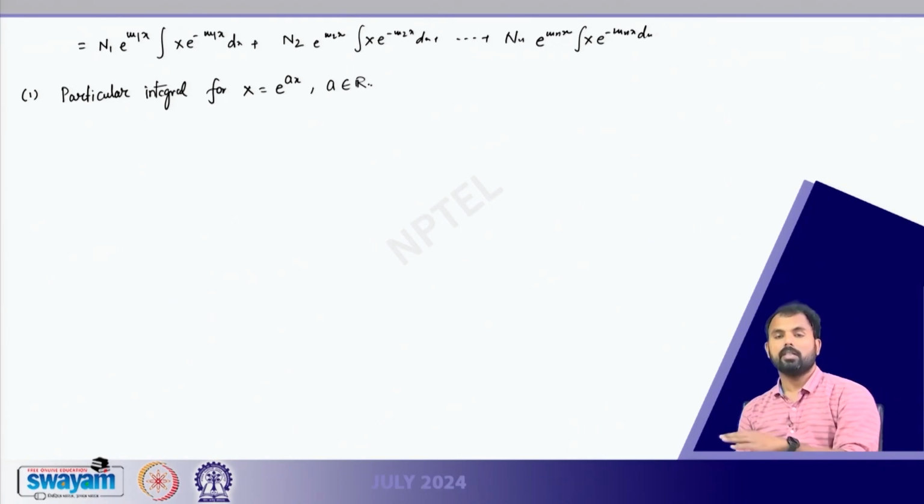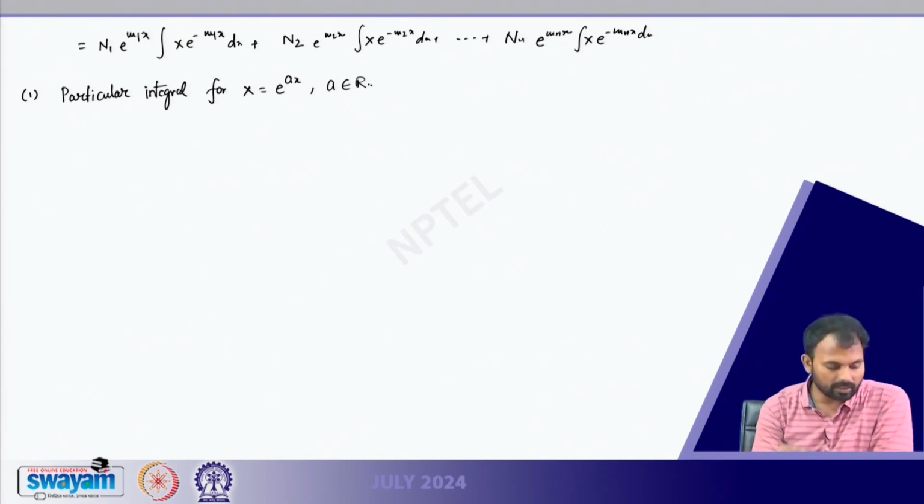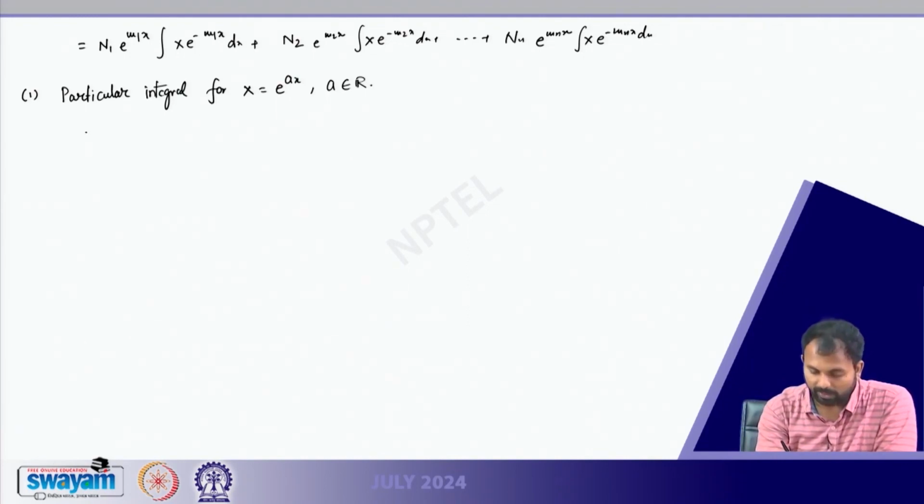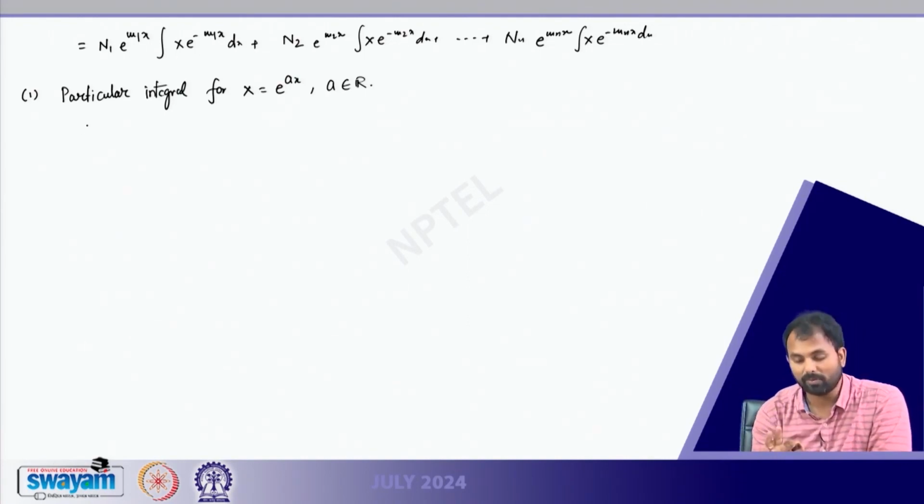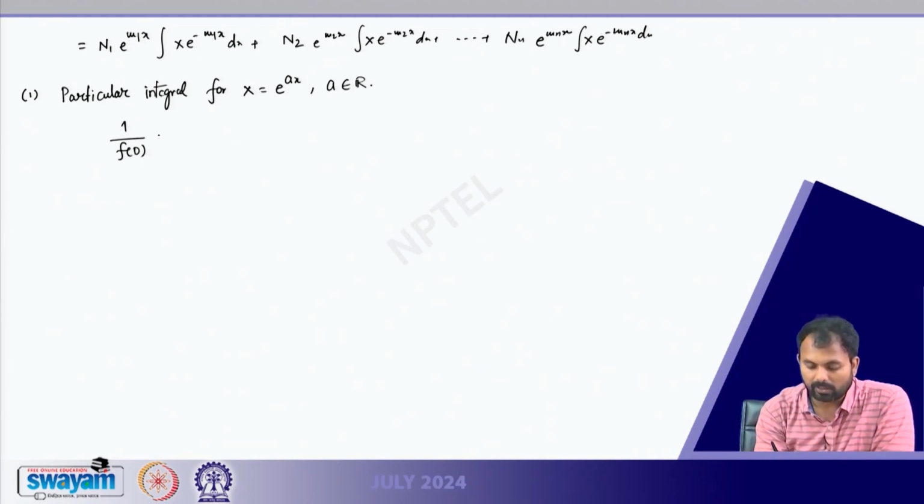So, if your right hand side, now in this case we are saying specifically what is the given function. If the given function is e to the power a x, then what will happen? I will just show the derivation of one of them, and for the rest of the functions I will write down the formula. So, we have 1 by F(D) of e to the power a x. This is what we needed to find out, right.